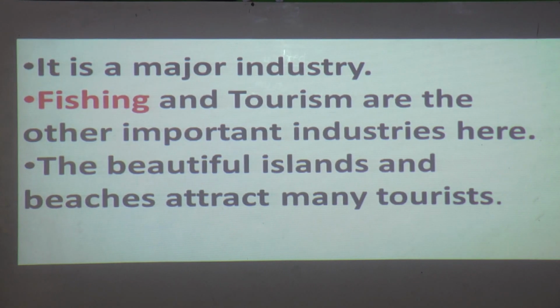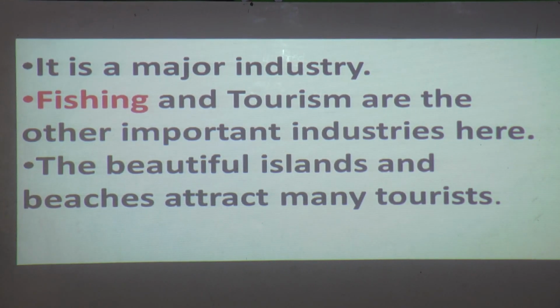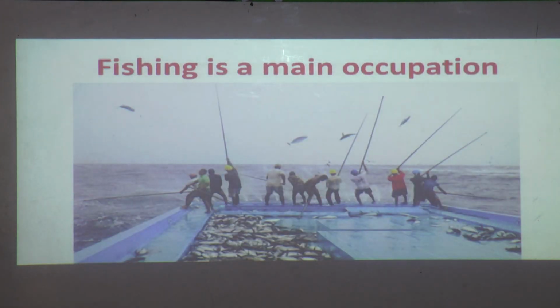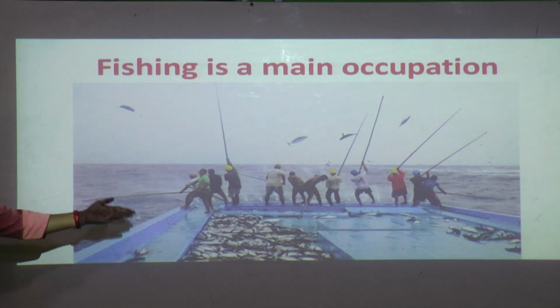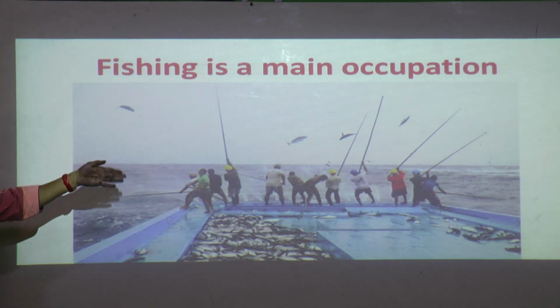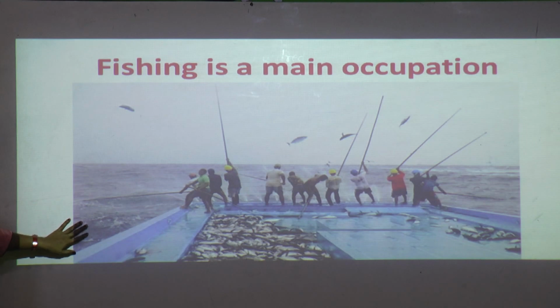They live nearby water, isn't it? What is the main occupation? Fishing. Fishing is the main occupation. And what else? Tourism. They show all the places to tourists, so it is an important industry over there. Beautiful islands and beaches attract many tourists. Now here we can see a number of fishermen on a boat doing fishing. This is the main occupation of the people.